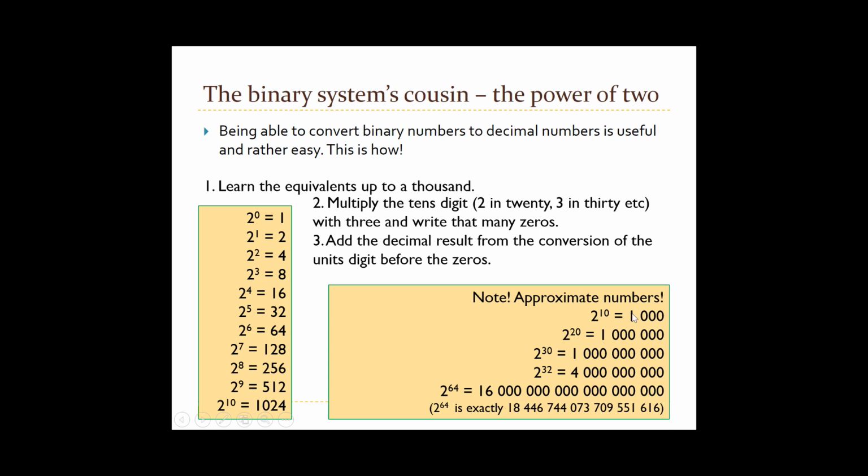2 to the power of 0 is 1. 2 to the power of 20, well, you have 2 times 3 is 6 zeros, and 2 to the power of 0 is 1. 2 to the power of 30, well, you have, once again, 3 times 3 in this case, so 9 zeros. 2 to the power of 0 is 1. 2 to the power of 32, you have 3 times 3 zeros, so 9 zeros. 2 to the power of 2 is 4. Meaning 2 to the power of 32 is 4 billion.